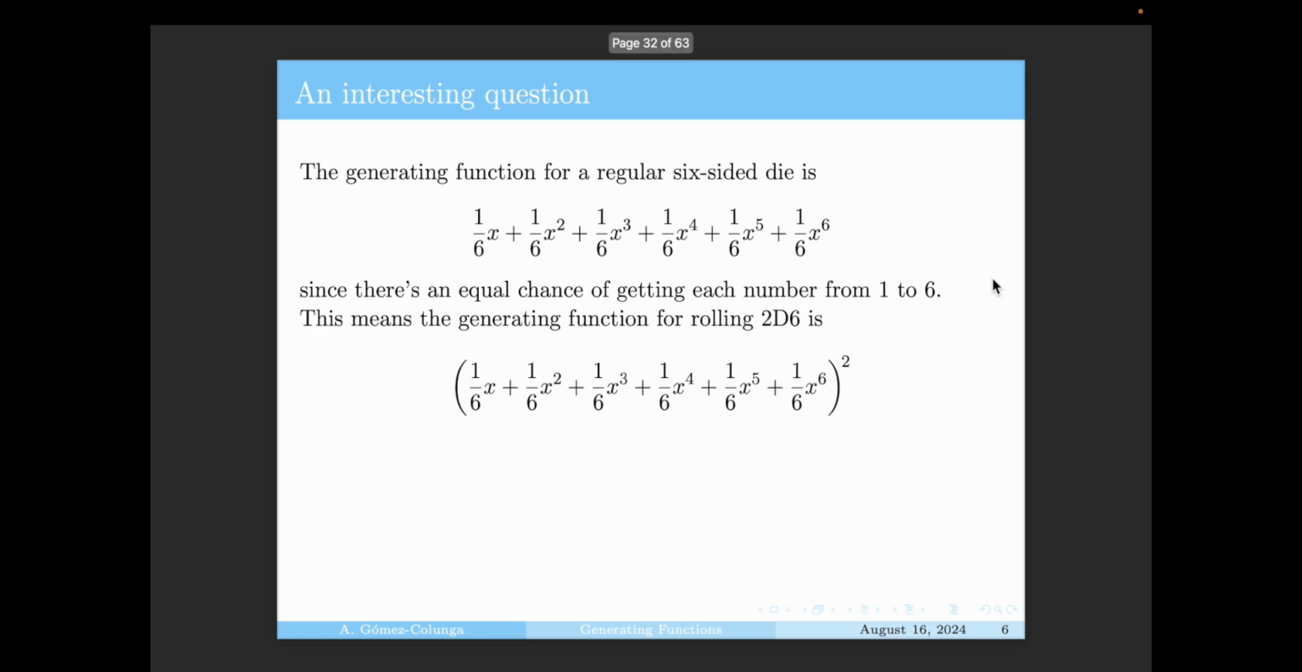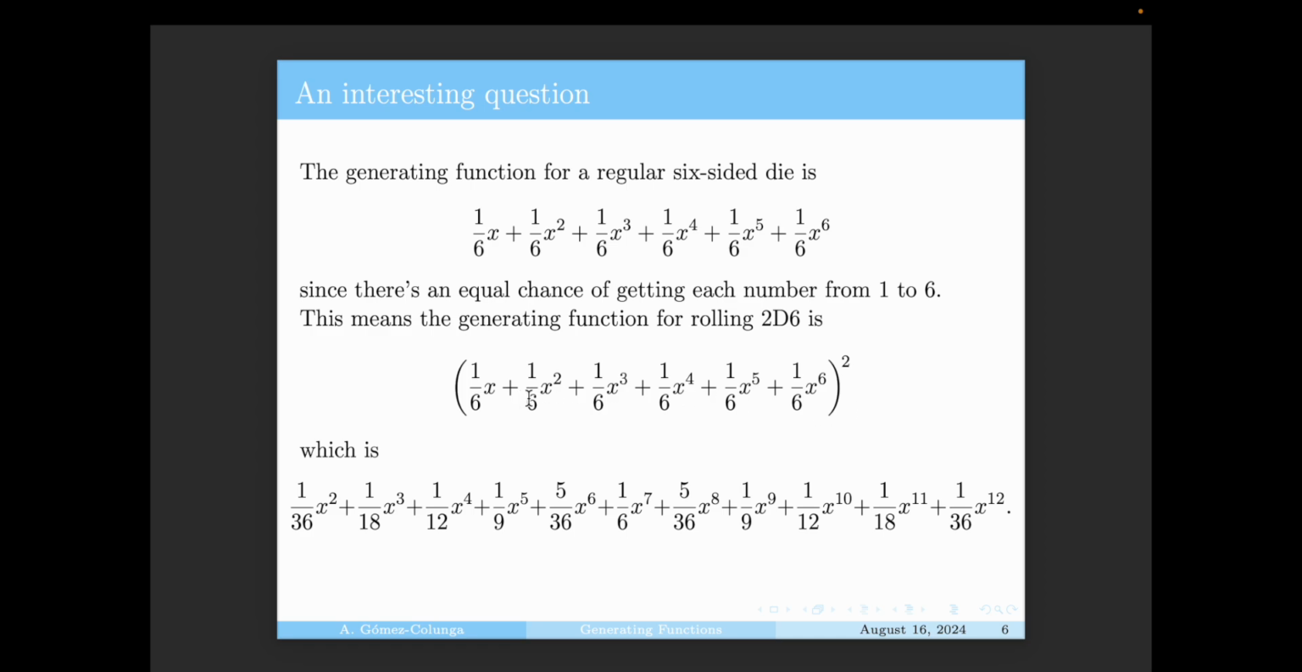And so on. This means that the generating function for rolling 2d6 is this value squared, right? Because 2d6 is just rolling 1d6, adding the result of 1d6. That is what this notation means. Oh, I can highlight things. That's fun. And so multiplying this generating function by itself just gives you the square.